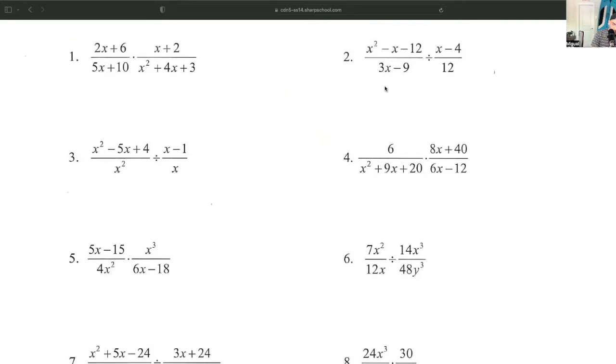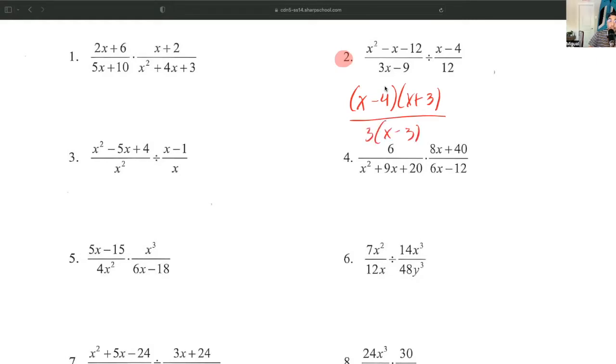So number 2, it's going to be the same step. The only difference here is that now we're dividing. So you've got to think about what happens whenever we are dividing fractions. We do the keep, switch, flip method. So I'm going to keep the first fraction like it is, but I'm going to go ahead and factor out some stuff. On the top, it looks like I get x minus 4 times x plus 3 over, then I can factor out a 3 times x minus 3.